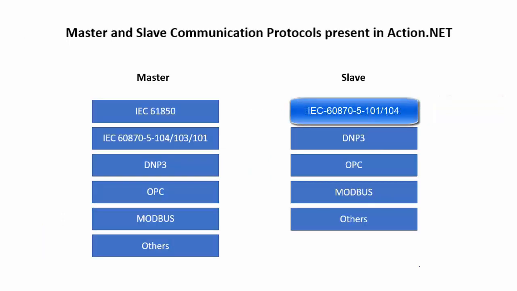The ActionNET has dozens of client and server protocols, which are used in automation systems. In this table, the main ones, applied to the electrical area, are highlighted.